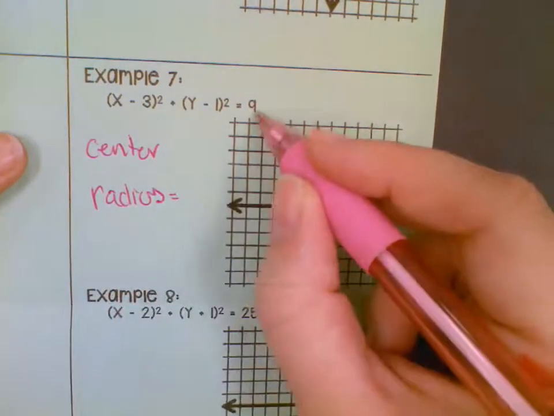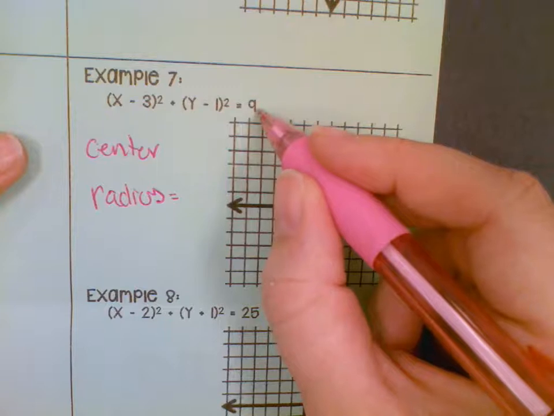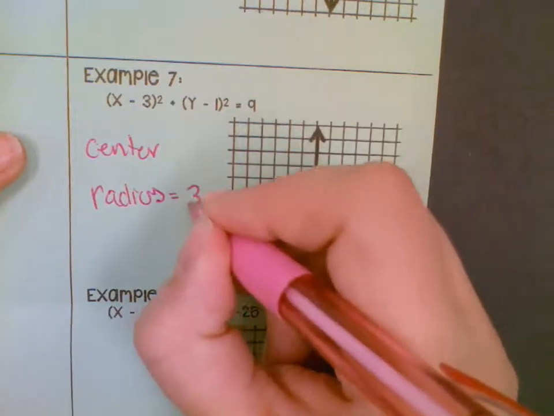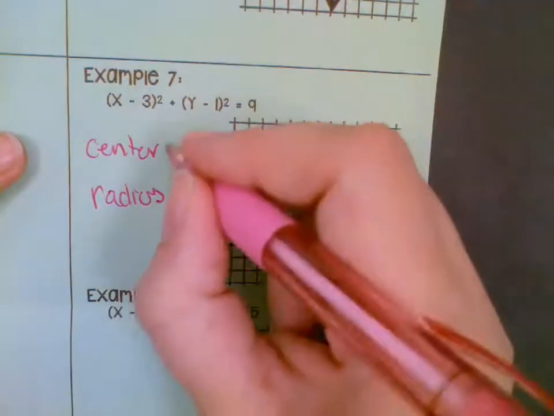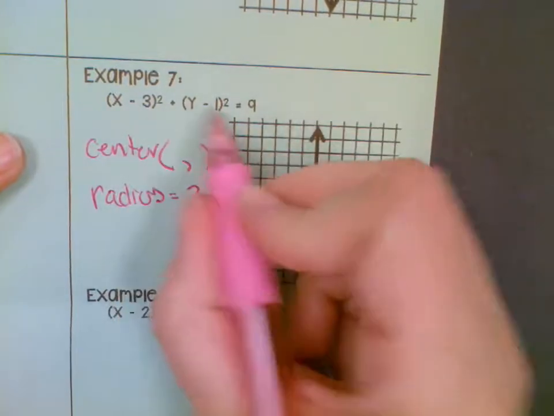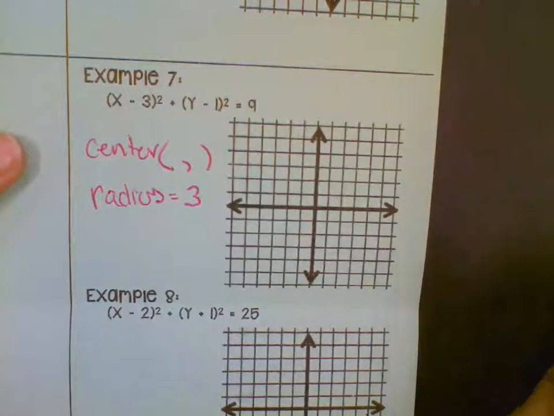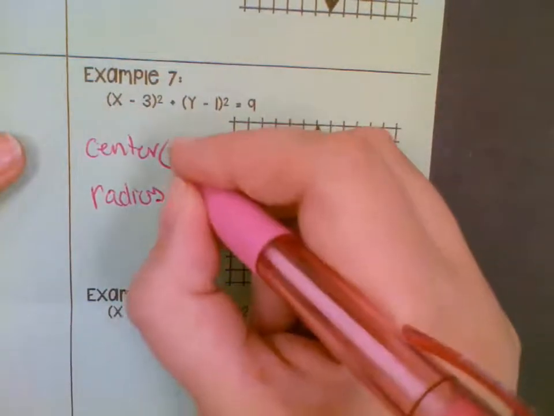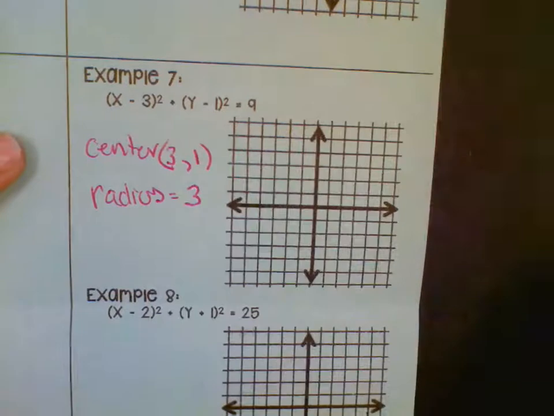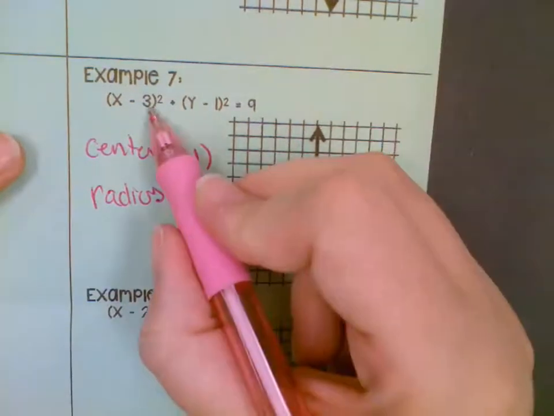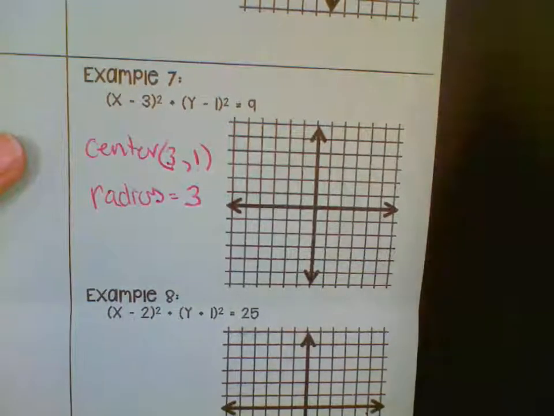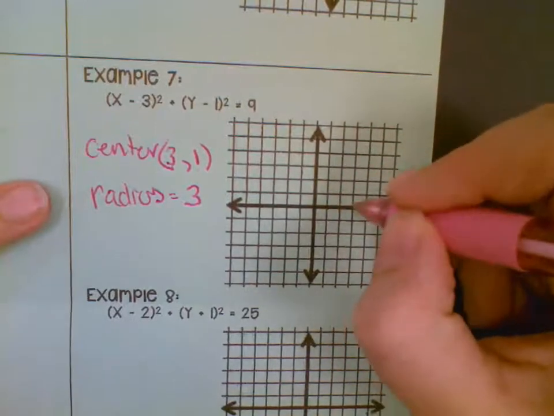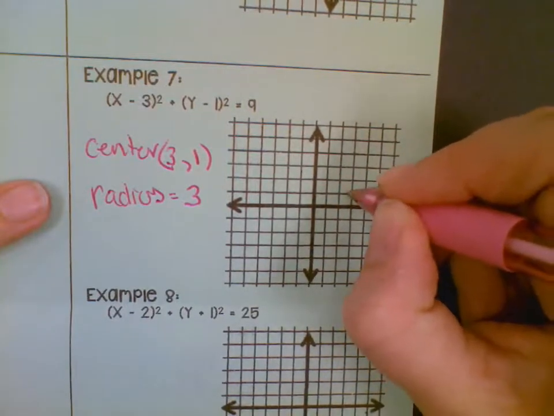We need to figure out what our center is and what the radius is. Remember, the radius is the square root of that number back there. The square root of 9 is 3. Then our center is our h and our k, the opposite of the signs in the equation. In the equation they're both negative, so our center is actually at positive 3, positive 1. You always make them opposite of those signs. To graph, we just plot our center at (3, 1).